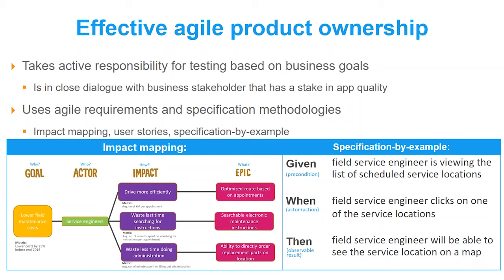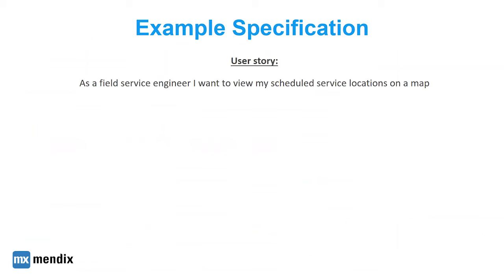When he then takes an action, that's put into the when. A field service engineer clicks on one of the service locations. What should happen then is that a field service engineer will be able to see the service location on a map. So we have a precondition, a certain state. There we have an actor, in this case the field service engineer, that takes an action, clicks on the service locations, and we have an observable result, something that happens as a result of that. People experienced with testing will recognize that this is also the structure of a test case.